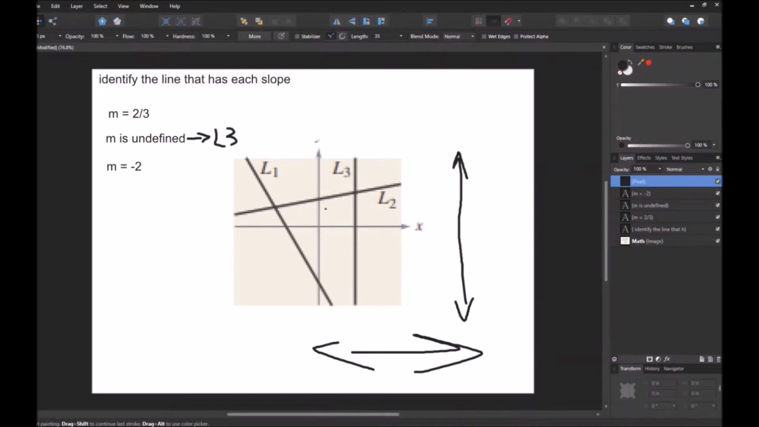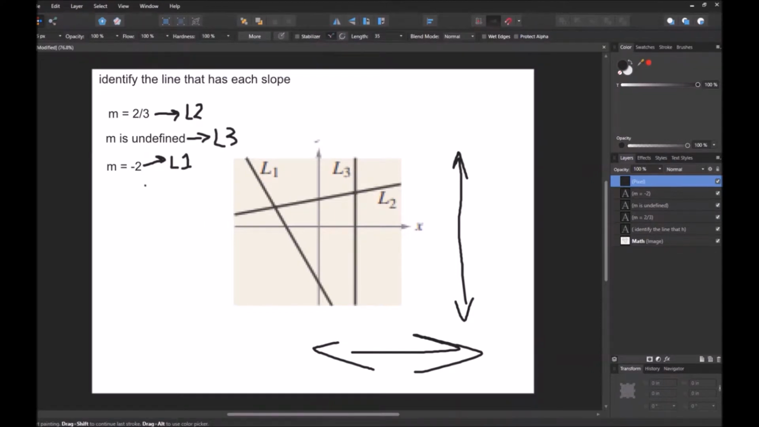Next, I want to take a look at the nature of these remaining two lines. I see that L1 is sloping downward. It has a negative facing slope, meaning that the number is going to be negative. And L2 is a positive slope, meaning the number is going to be positive. Out of our remaining two options, only one is negative and one is positive. So I can say that this is L1 and this is L2.